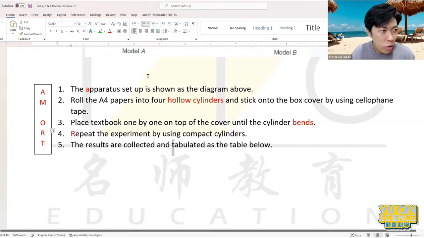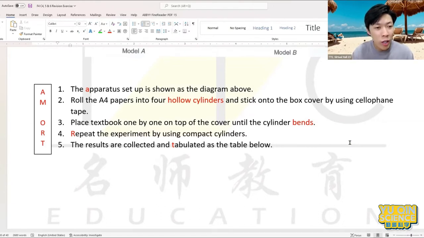So I would have it as a T, tabulated. Actually, it's up to you. This is something I just created to memorize. You can also make it as result. The results are collected and tabulated. Then there will be MOR, up to you, you know, it's just mnemonics. Okay, cool, there you go. So that's at least a way to help you write something.